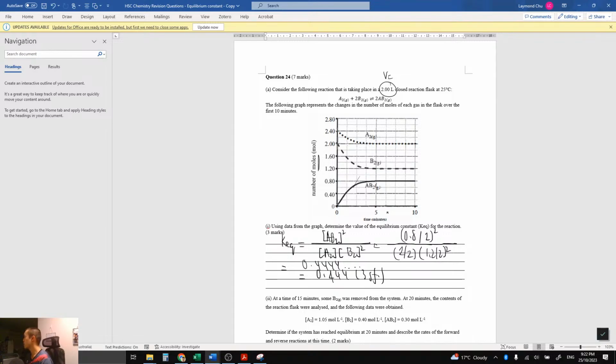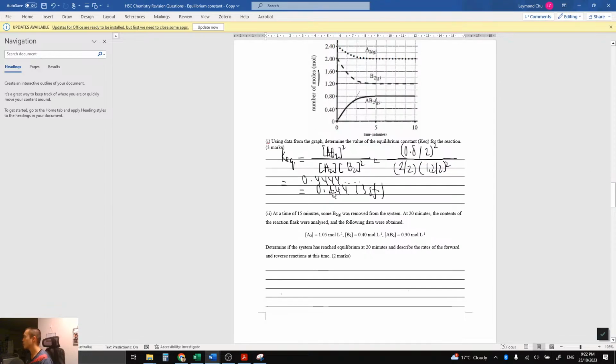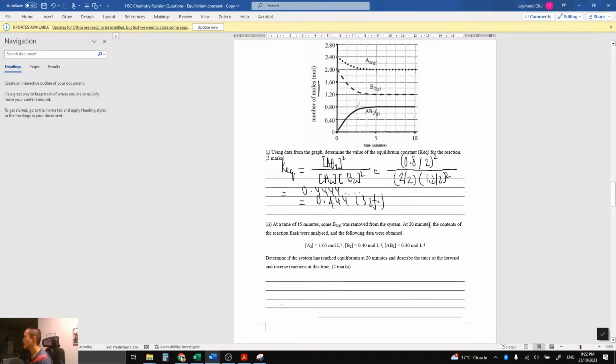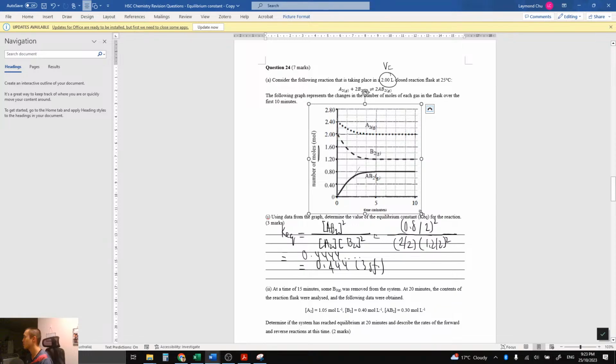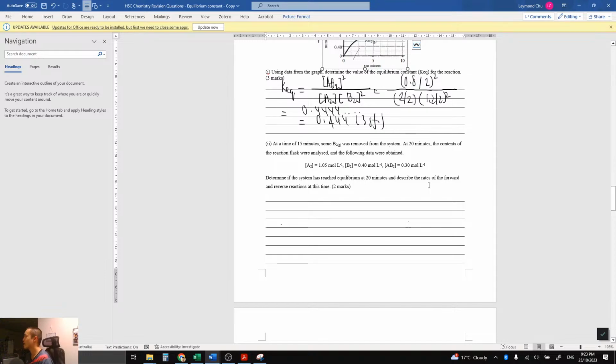Okay, so pretty straightforward. After 15 minutes, some B2 was removed from the system. At 20 minutes, the contents of the flask was analyzed, and the following data was obtained. Determine if the system has reached equilibrium at 20 minutes and describe the rates of forward and reverse reactions. That's a perfectly good question there. I like that. So we want to now find not the Keq, we want to find the Q. So what's the Q? It's the same formula, but we want to see where they are at now.